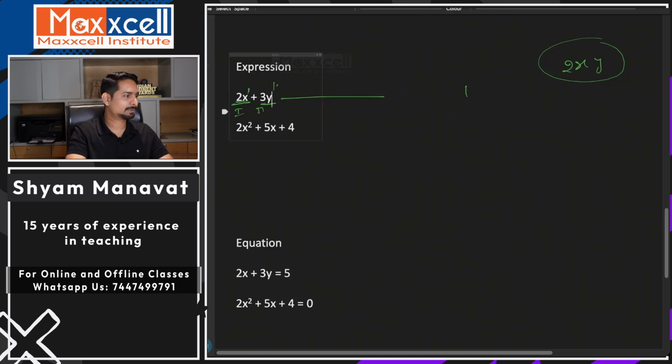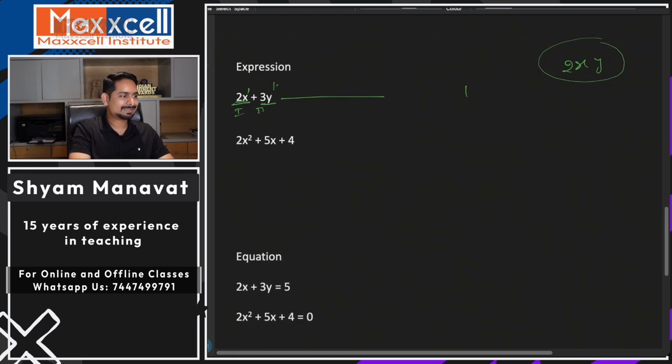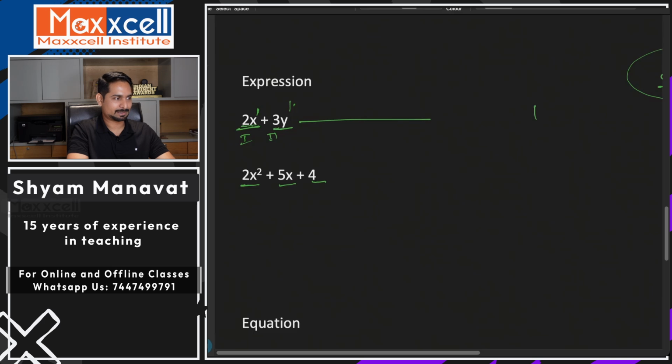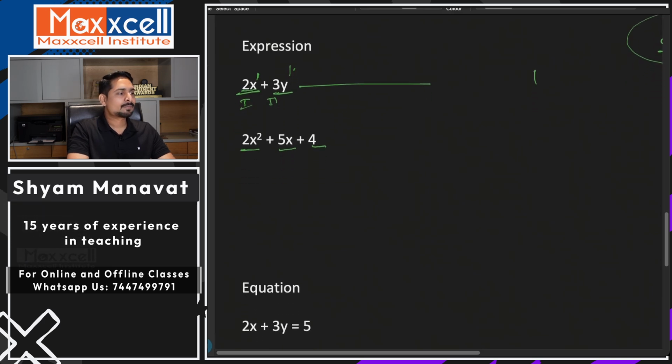Let me give you an example of the second expression. It is 2x square plus 5x plus 4. So how many terms do we have in this expression? There are 3 terms. What is the order of this expression? What is the power of the variable here?